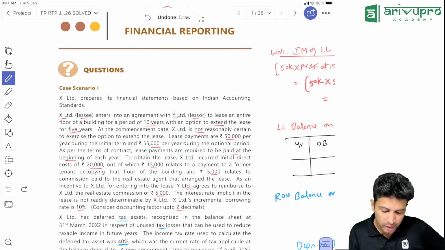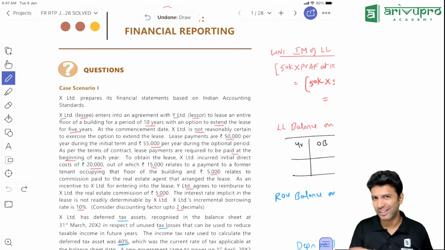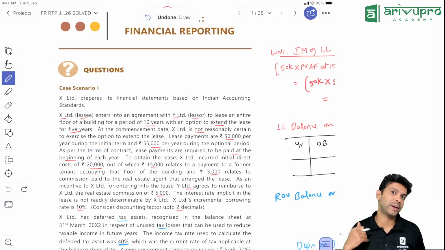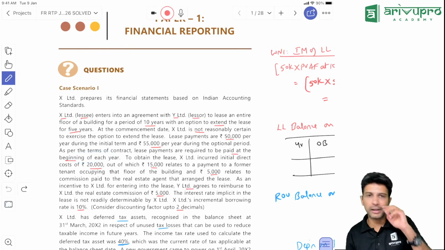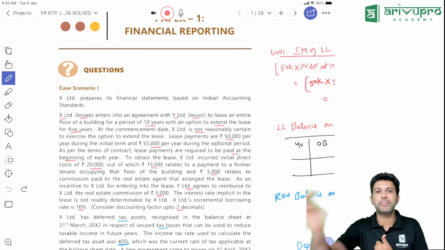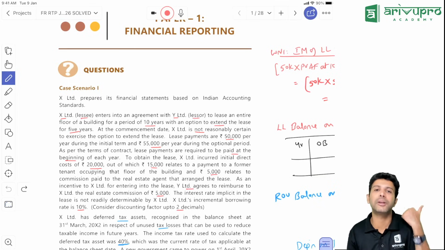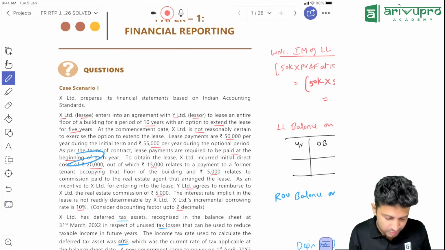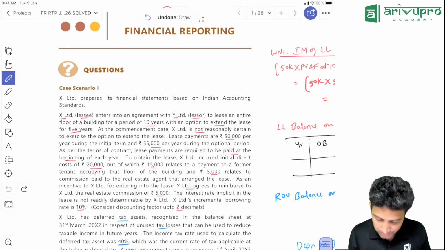Lease payments are required to be paid at the beginning of the year. Keep this in mind when we find the present value. Whenever you're doing present value calculations, the payment date becomes important. They will say either payments are made in arrears, arrears meaning at the end of the year. Here they're saying the payments have to be made at the beginning of the year. So keep that in mind.